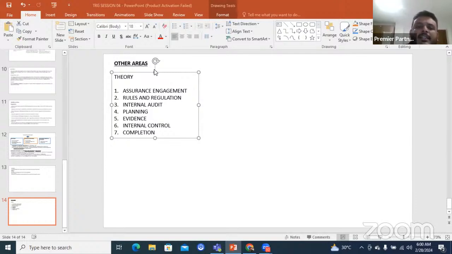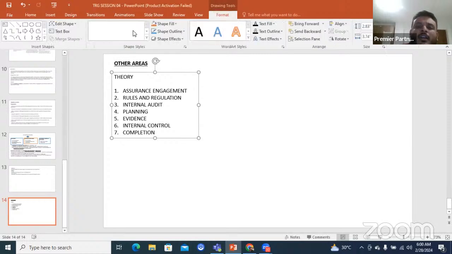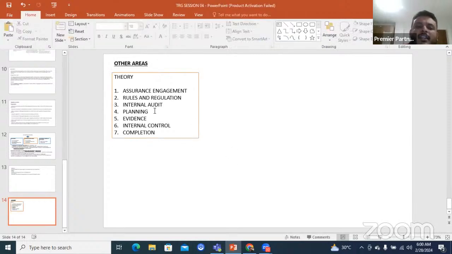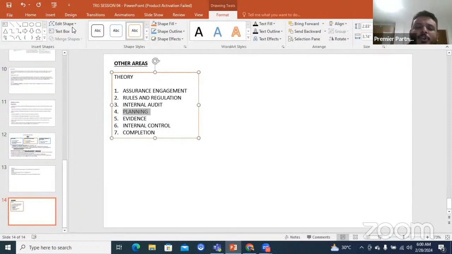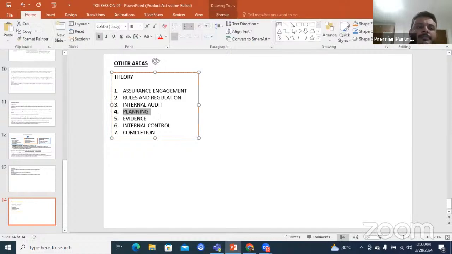So students, let's take this theory area. Out of these theory areas, I tell you which areas you should focus more. First is planning. Second is evidence. Don't forget to refer these things. Third one is completion.